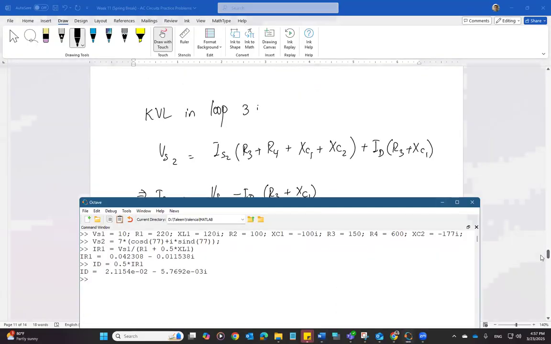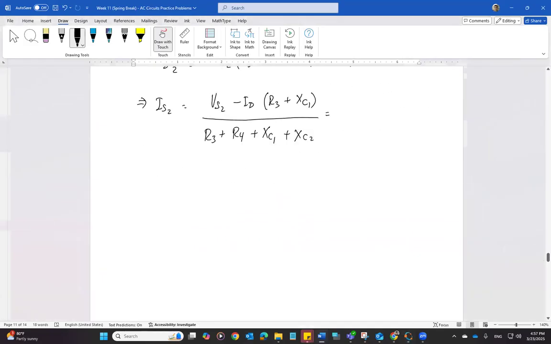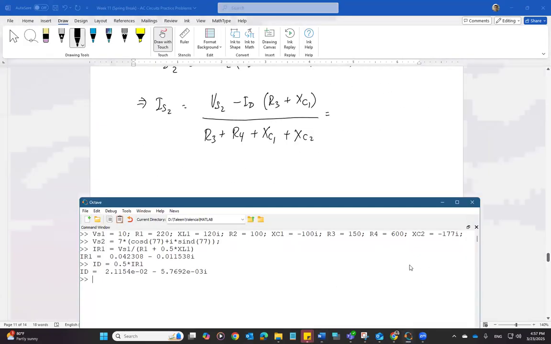And then I'm going to calculate my next current, which is IS2. IS2 is VS2 minus ID times R3 plus XC1, divided by R3 plus R4 plus XC1 plus XC2.